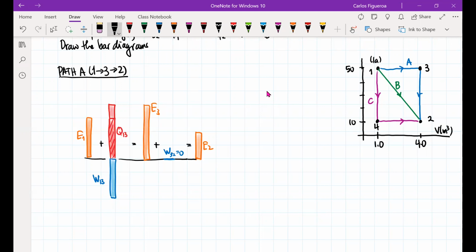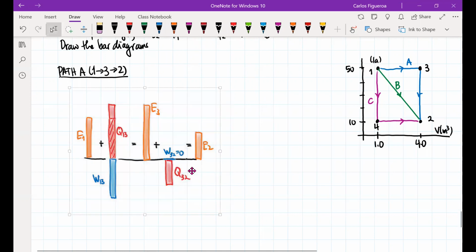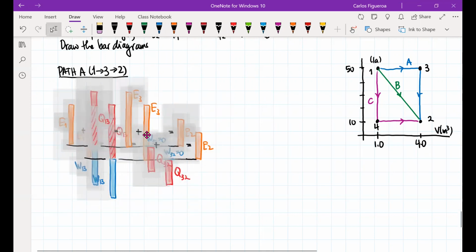The only way I can do that is if I take my heating and reduce it by how much? 2 squares. So now this is my heating that I take out of the system from 3 to 2. And that's for path A. So I think I'm going to move this up higher to save space.